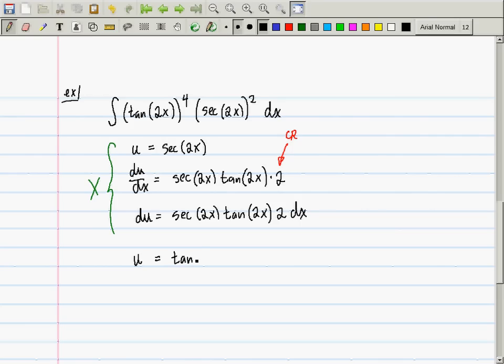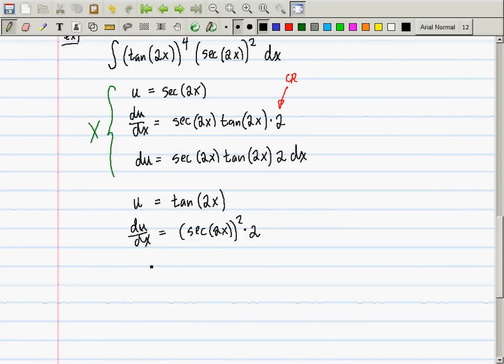Okay, I'm going to try tangent of 2x. Okay, so now if I try that, then du dx, what's the derivative of tangent? Secant squared, right? So then this will be secant of 2x squared, and then multiplied by 2 for the chain rule.